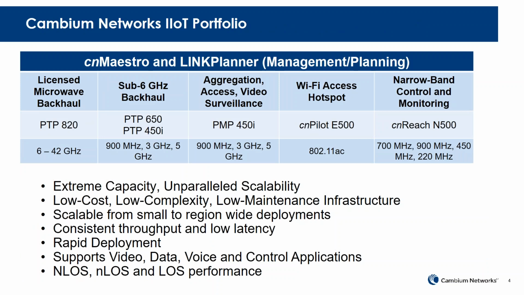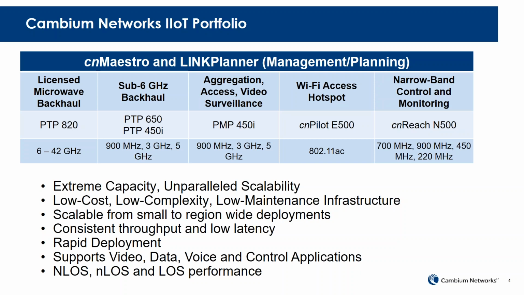Cambium's IIoT portfolio consists of a number of products. When we look at it across all of Cambium's capabilities and products, we really have focused on these particular ones in the industrial space. Starting on the left, a licensed microwave capability around PTP 820. This gives you gigabits per second, large scale capacity. We have our sub 6 gigahertz backhaul products, which is now PTP 670 and the PTP 450i, available in multiple unlicensed or license exempt spectrum, and providing hundreds of megabits per second to support remote operations.